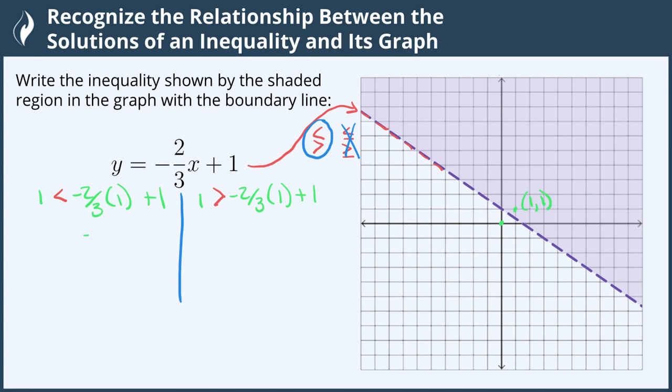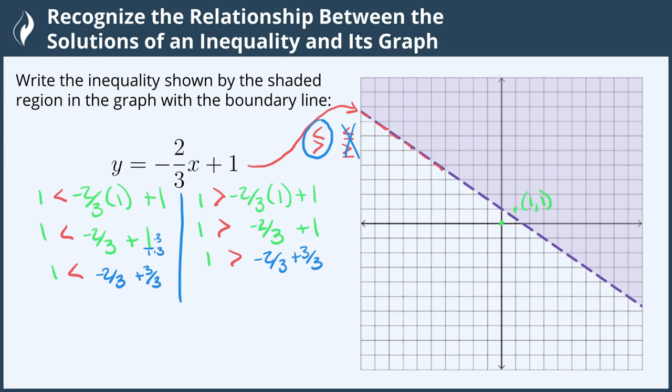Negative 2/3 times 1 is negative 2/3 on both of our inequalities. And then we still have to add 1. And we will be comparing this to the y of being 1 on the other side. Negative 2/3 plus 1 needs a common denominator, so we can multiply 1 over 1 times 3, giving us the fraction 3/3, and adding it to the negative 2/3 on both left and right. Then we will still be comparing it to our y of positive 1. Negative 2/3 plus 3/3 gives us a positive 1/3.